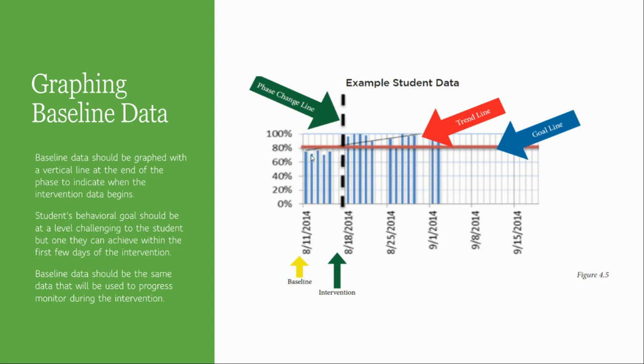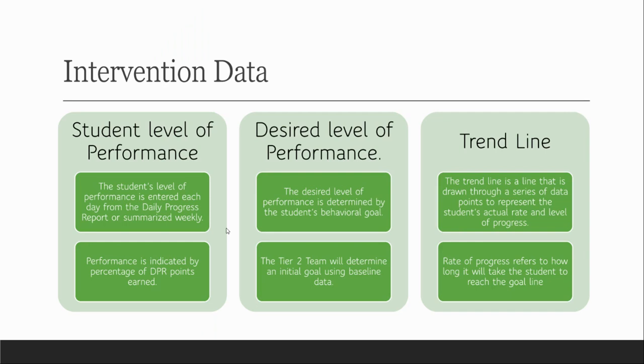And then that's going to be our goal. So we have a goal line, and as we are monitoring this progress, we look at the trend line, meaning we're looking at how well the student is progressing towards that goal, and if they're meeting the goal, if they're not meeting the goal, or whatnot.